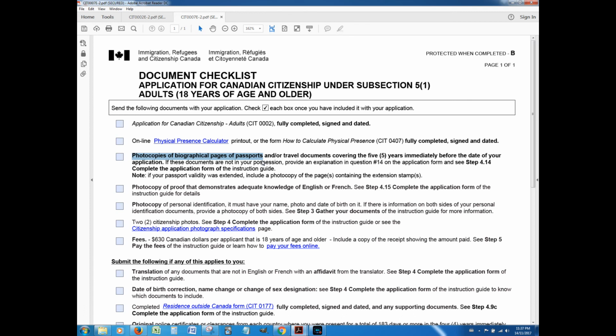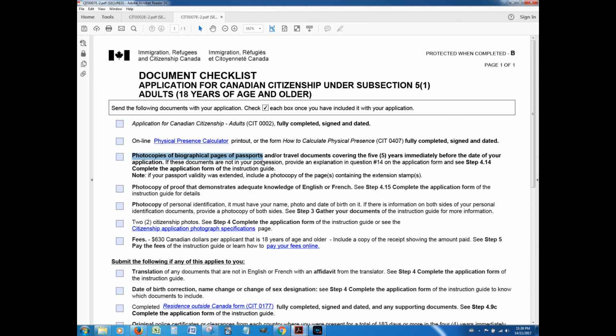I know it just asks for photocopies of your biographical pages of passport or travel documents, but it is very important to include all of the pages of your passport. All of them. Just send them, because you don't want them to come back and ask you questions about your entries or leavings, or send you your documents back. So please, people, just send them all of it.